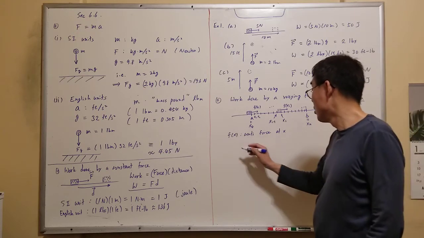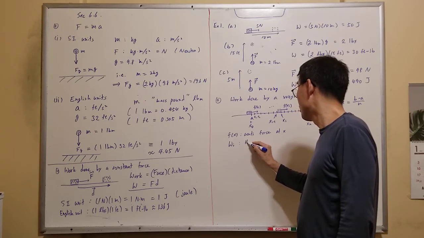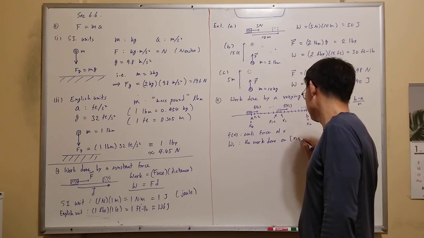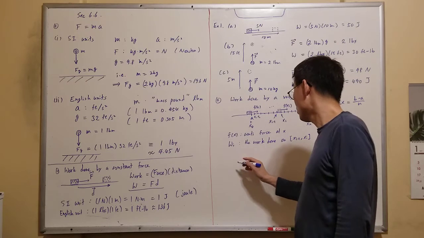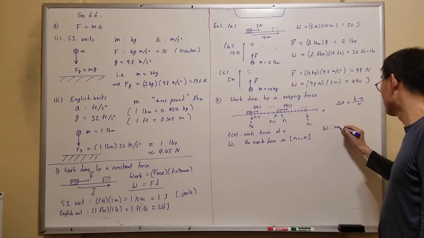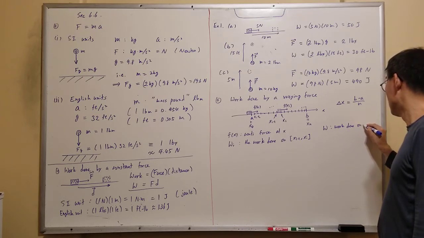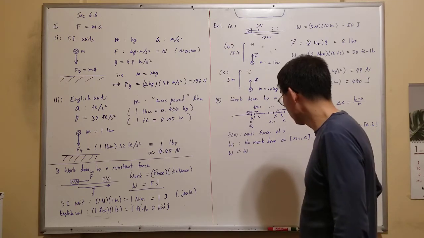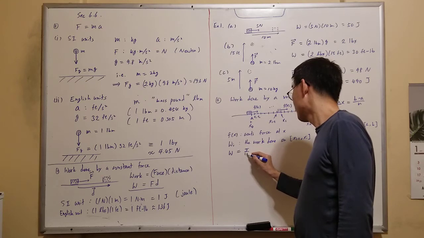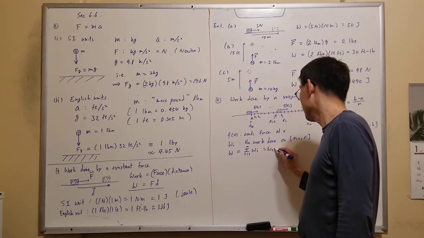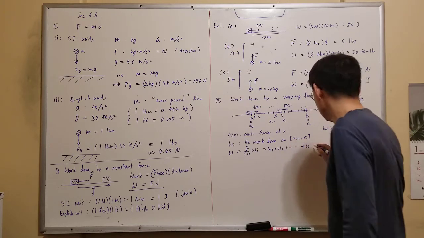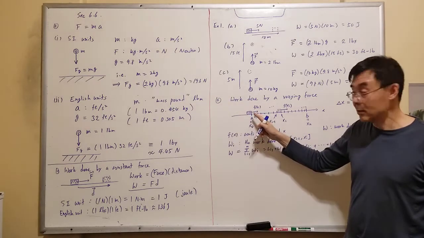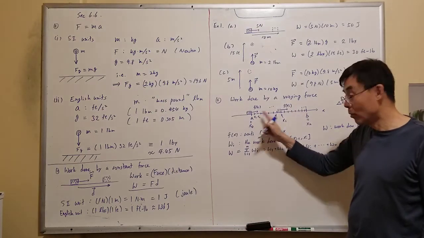Then let's say Wi is the work done on the interval x_{i-1} to x_i. Then the total work done from A to B will be the sum from i equals 1 through n of Wi. See? W1 plus W2 plus all the way to Wn, right? Work done on the first subinterval, and the second subinterval, work over that.